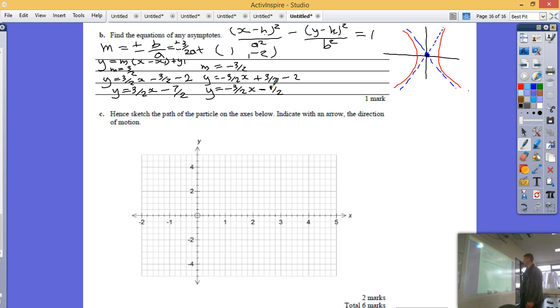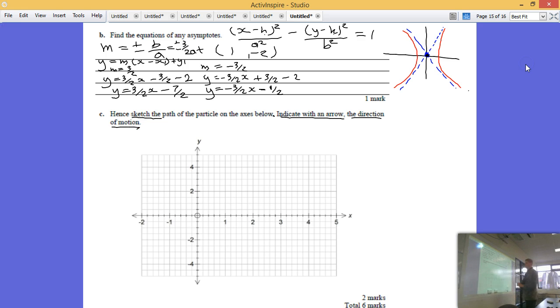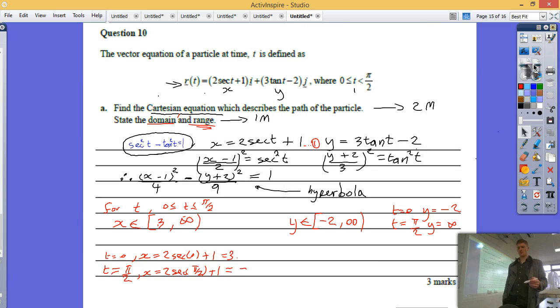Now, up to sketching. Hence, sketch the path of the particle on the axis below. So sketch is going to give us some points. Then we have to indicate with an arrow the direction of the motion. You see that it doesn't ask for anything else. So showing all the x-axis intercepts, for instance, is not crucial in getting our result. But what is important is to show an endpoint, because from the previous question we noted the domain and range of our path.